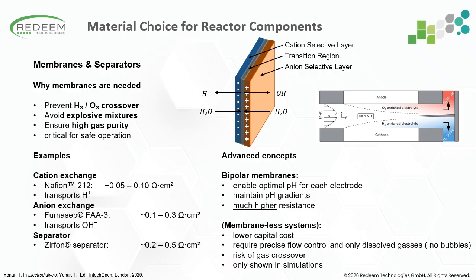Another interesting concept is the membraneless reactor. So here hydrogen and oxygen are kept apart purely by carefully controlling the electrolyte flow. In principle, this reduces material cost and eliminates the membrane resistance. However, it requires a very precise flow control and only works with dissolved gases rather than gas bubbles. And there's always a risk of gas crossover, and so far these concepts have mainly been demonstrated in simulations and a few proof of concept studies, but never shown in real applications.